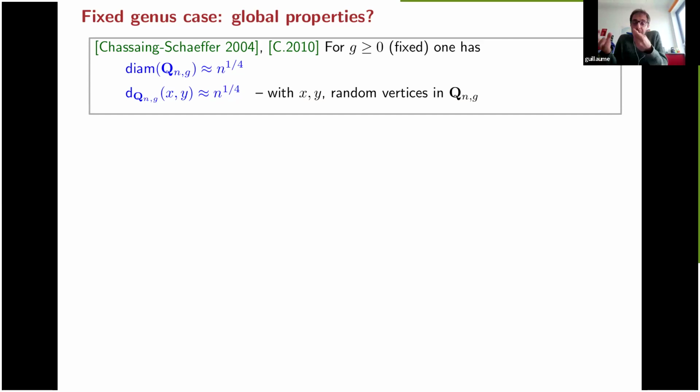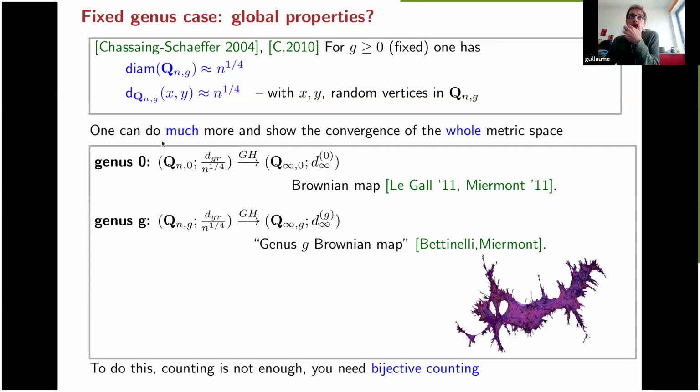And so this is an example of global behavior, right? Because distances, and the diameter in particular, are something global in your object. So these are very important results, and in the next decade after this, and still now, there has been an intense activity about this, and now people can prove much stronger results, and they can show the convergence not only of finite dimensional observables like diameter or distance between finitely many points, but the convergence of the whole metric space.